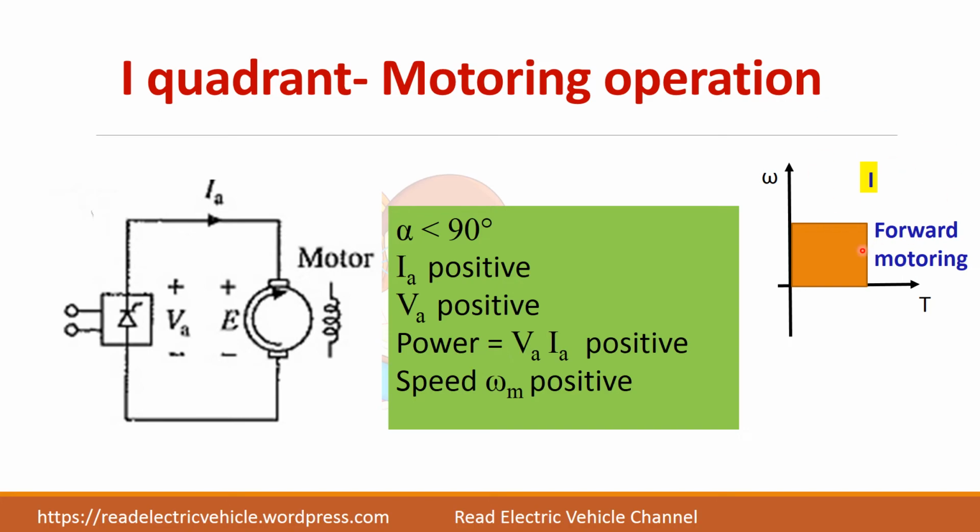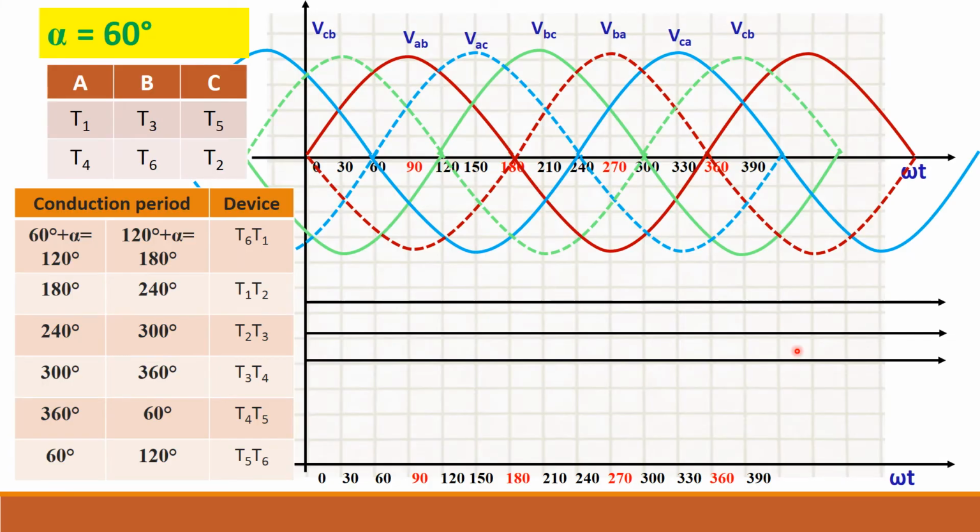So for this, what will be the waveform? Let us take alpha equal to 60 degree. You can take any angle less than 90 degree. I have taken 60 degree. So write this conduction table. 60 plus alpha will be 60 plus 60 equal to 120 degree. And what will be the ending period? 120 degree plus alpha, so alpha is 60, again 180 degree. Similarly, you follow the pattern and fill the table.